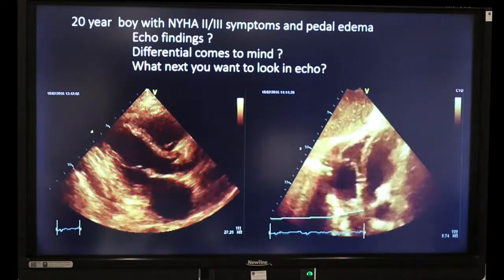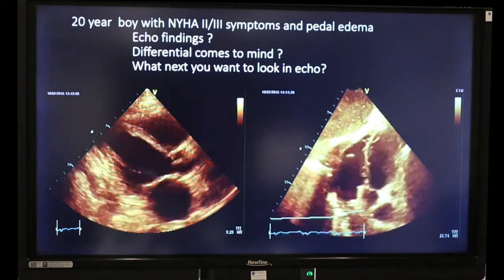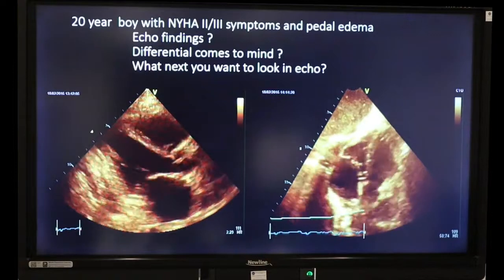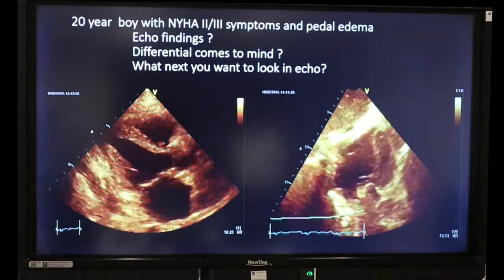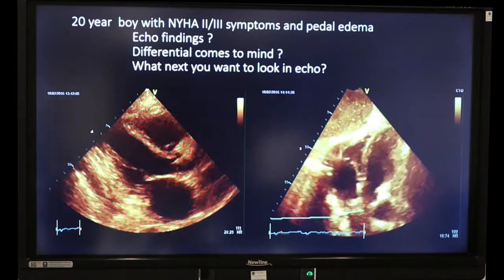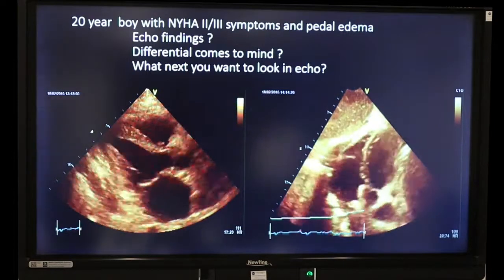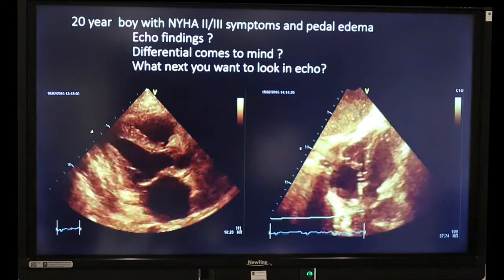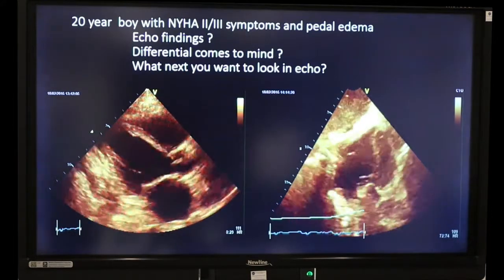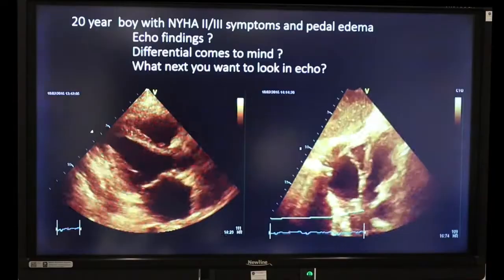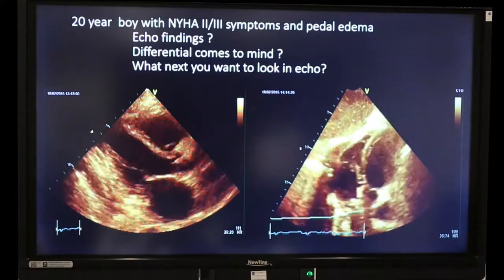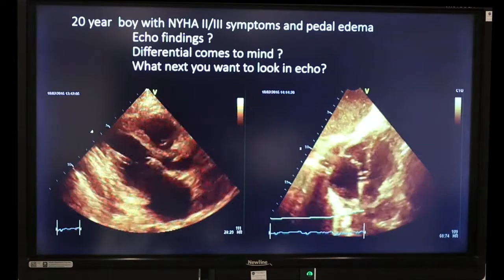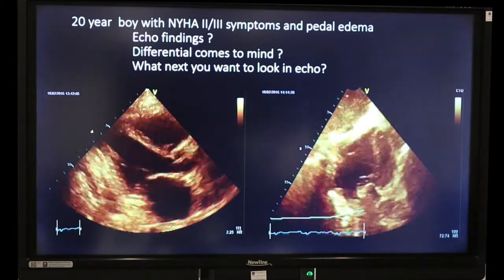Whenever you are commenting on echo clips, first diagnose the view and then focus on the findings step by step on each structure. As we see in this view, this is the parasternal long axis view with the septum having a jerky movement called the septal bounce. RV function seems to be normal. LA is grossly enlarged.